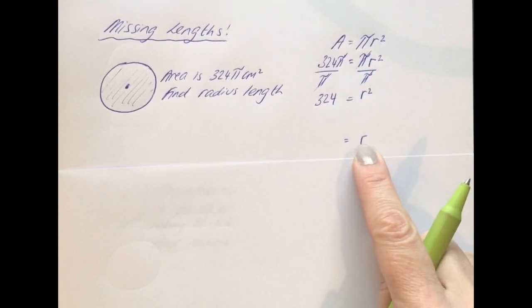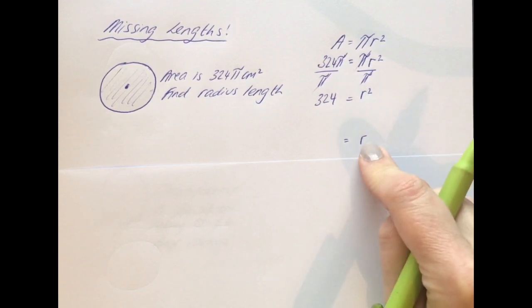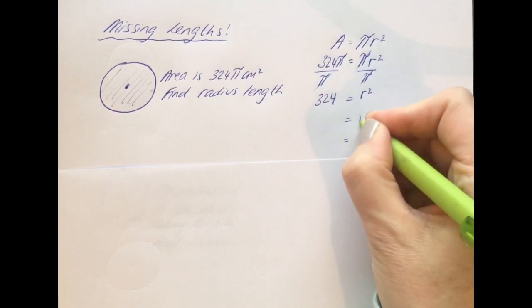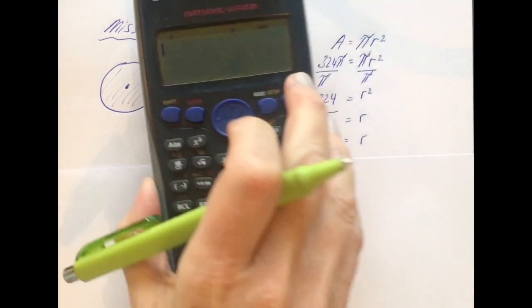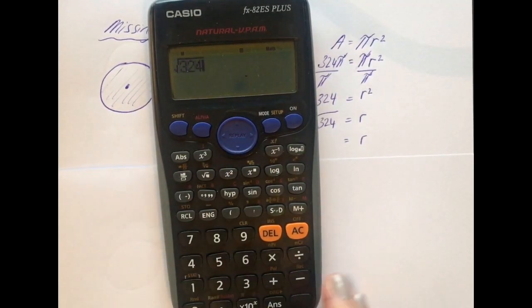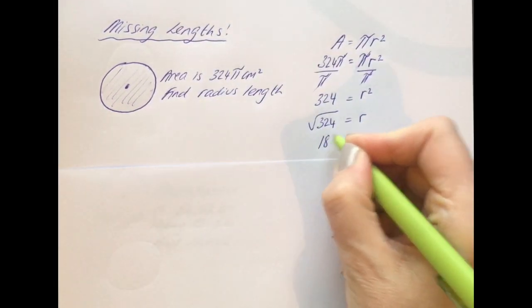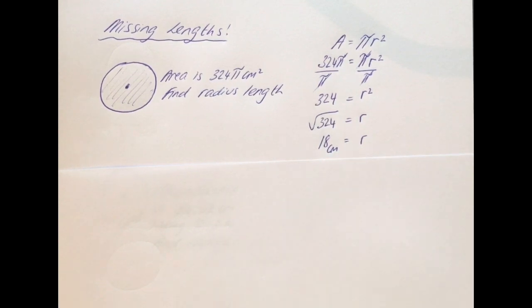I want the r on its own though. So now, how do you undo a square, if you like? To go from r squared to r, we must undo the square by square rooting it. So r is going to be equal to the square root of 324. So that's what I'm going to do next, square root of 324, and the answer is, of course, 18. So 18 units is going to be centimeters. It's just a length. 18 centimeters is the radius of the circle.